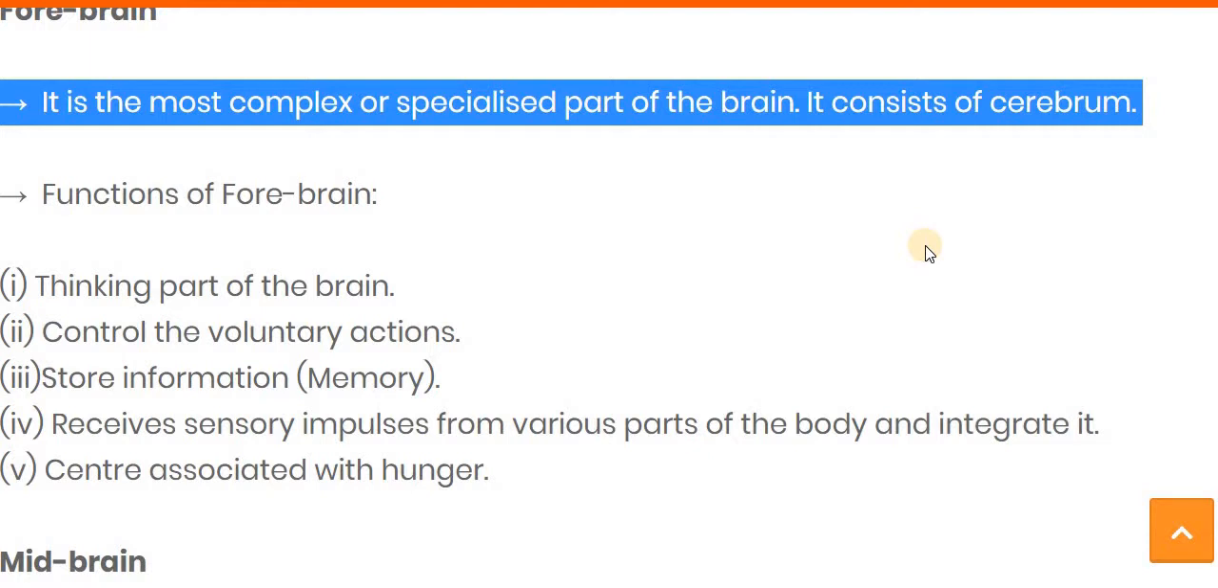There are four different lobes: parietal lobe, frontal lobe, occipital lobe, and temporal lobe. The frontal lobe is for the muscles, the occipital is for the visual, the temporal is for the audio, and the parietal is for touch, temperature and sensory functions. So these four lobes are also present in the forebrain.